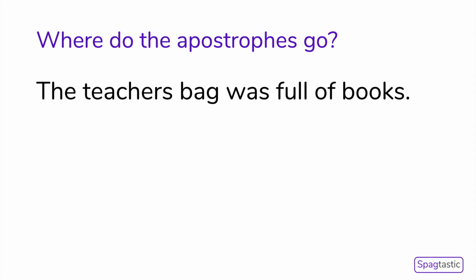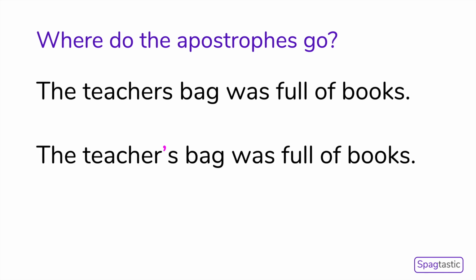Let's find out. The bag belongs to the teacher and there is only one teacher, so it is singular possession. We need an apostrophe after the R in teacher and the apostrophe is followed by the S.